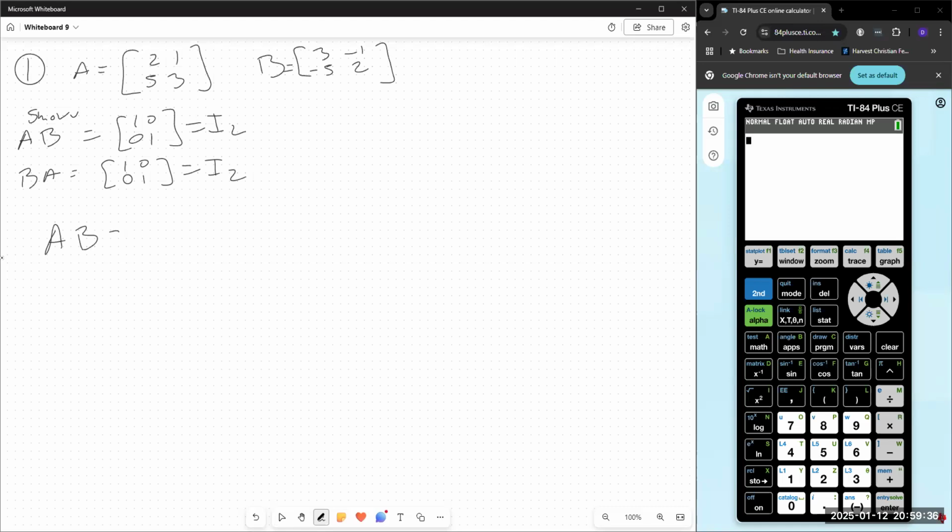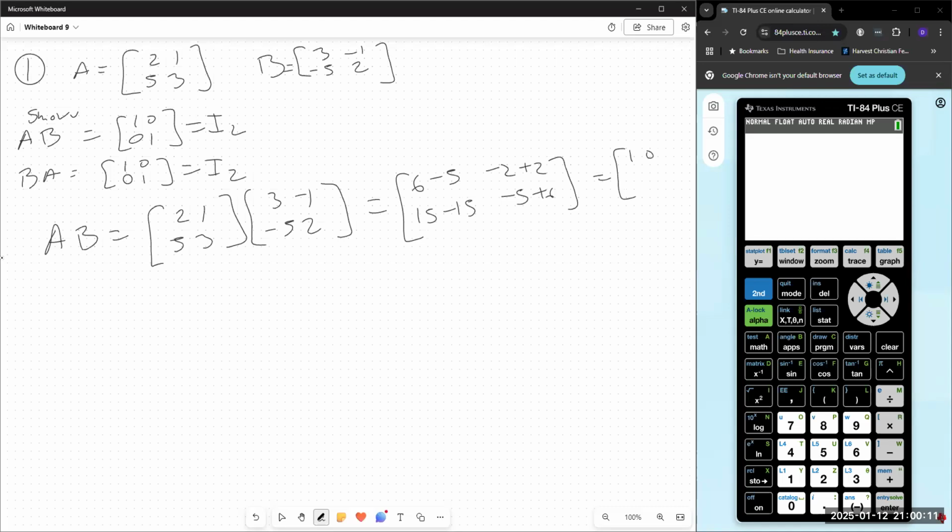A times B is going to be [2, 1; 5, 3] times [3, -1; -5, 2]. That's going to be 2 times 3 is 6, 1 times -5, -5, so 6 minus 5 is 1. 2 times -1, -2, 1 times 2, 2, so that's 0. 5 times 3, 15, 3 times -5, -15, so that's 0. 5 times -1, -5, 3 times 2, 6, so that's 1. And that is [1, 0; 0, 1], which is what I wanted to get.